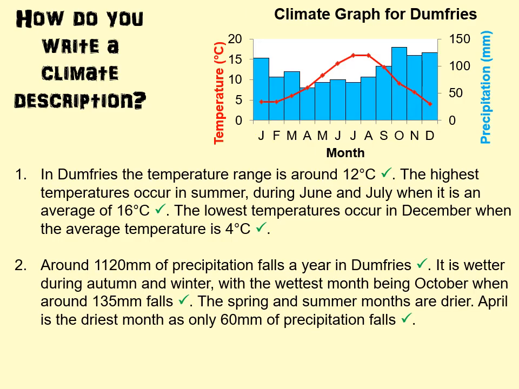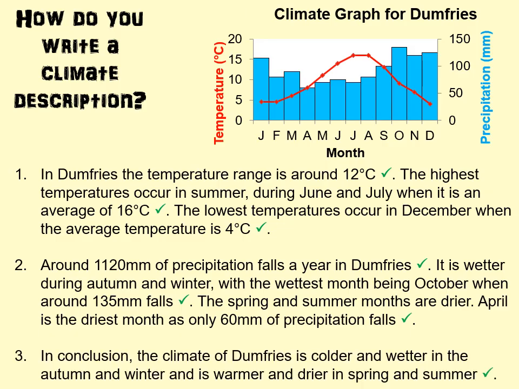Now I do the same with precipitation. Around 1,120 millimeters of precipitation falls a year in Dumfries. So that's my total annual precipitation. It is wetter during autumn and winter, with the wettest month being October when 135 millimeters falls. Get a mark because I've said the month and how much precipitation falls. The spring and summer months are drier. April is the driest month as only 60 millimeters of precipitation falls. Again, I get a mark there. And a generous marker might have also given you a mark for saying the spring and summer months are drier.